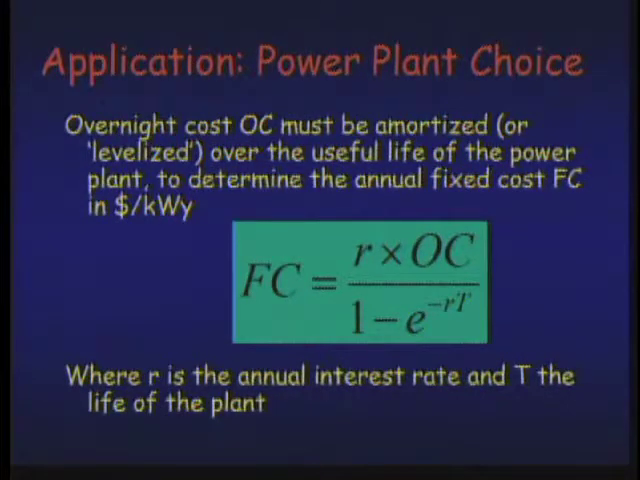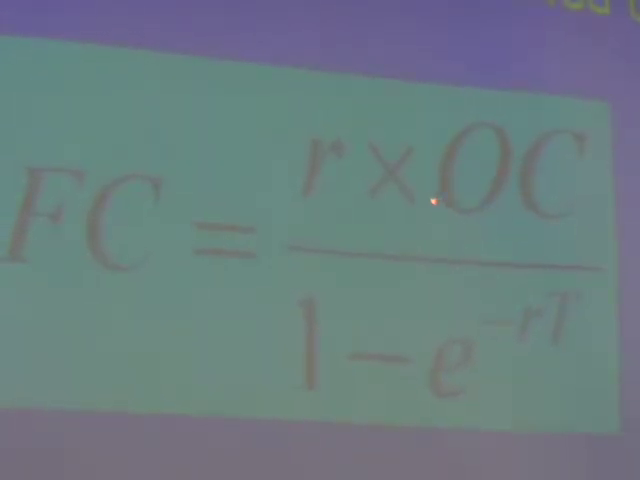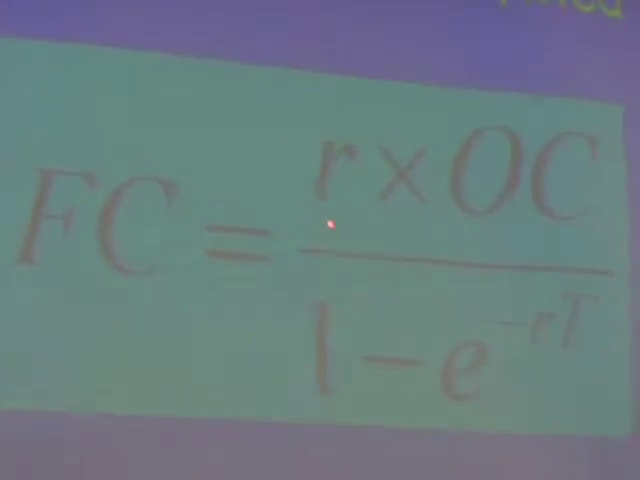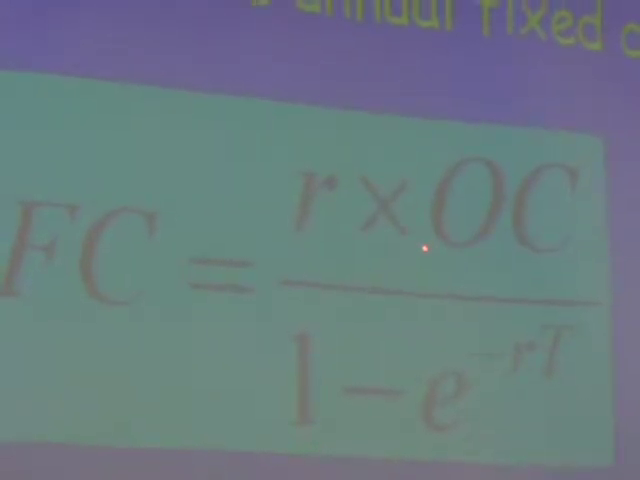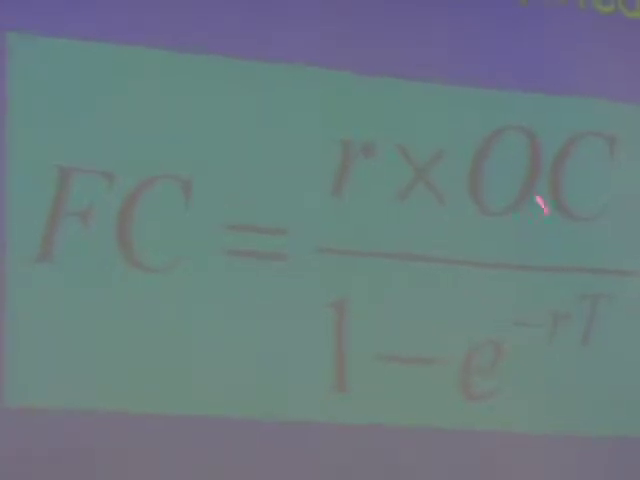In order to do that translation, I've given you a formula here, and I want to talk a little bit about it. That's fixed cost expressed in dollars per kilowatt year. And how do I get that? In the numerator, I have a rate of return that I could have earned on my investment. Remember, the overnight cost is like my investment, the purchase price for my home. The interest rate, or the discount rate, times that overnight cost gives me an approximate annual flow of benefits that I receive from that investment.